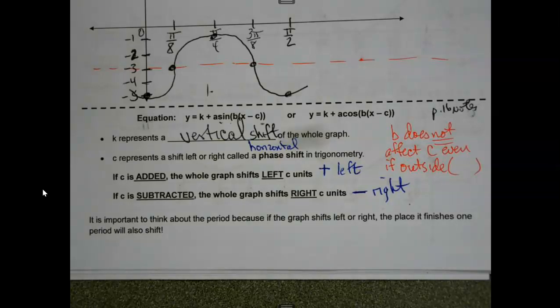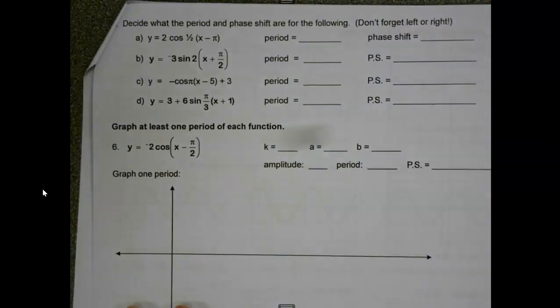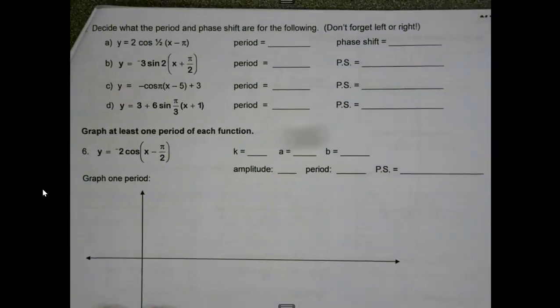But we're gonna make connections with all of your letters and all of your movements and how they all blend together to make this easier when you're trying to graph. So, when we flip over here to the other side, decide what the period and phase shift are. Don't forget left or right. When you're talking about a phase shift, you have to say this many left or this many right. I need to know what direction.